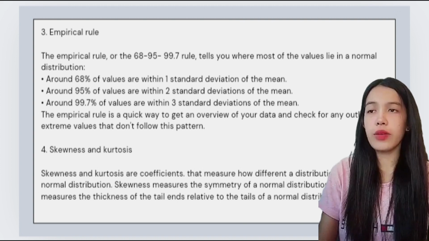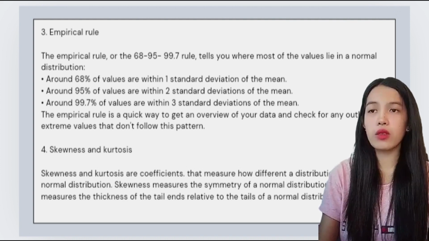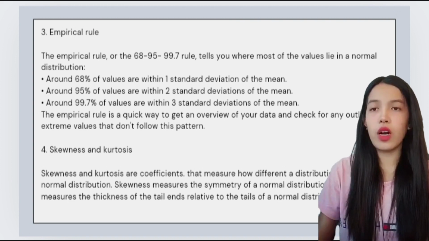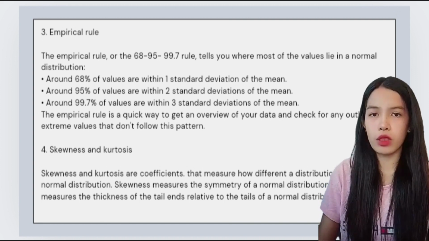Empirical rule. The empirical rule, or the 68, 95, 99.7 rule, tells you where most of the values lie in a normal distribution. Around 68% of values are within one standard deviation of the mean. Around 95% of values are within two standard deviations of the mean. Around 99.7% of values are within three standard deviations of the mean. The empirical rule is a quick way to get an overview of your data and check for any outliers or extreme values that don't follow this pattern.